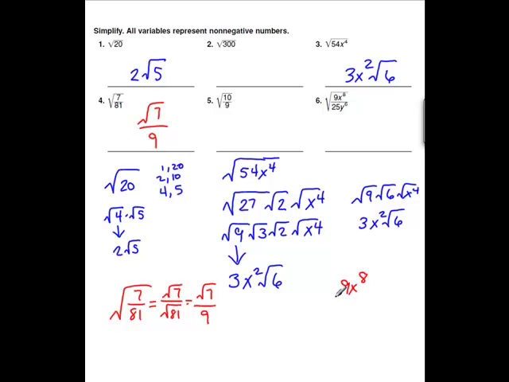9x to the 8th over 25y to the 6th. We have nice, easy numbers to work with, the 8 and the 6 as our exponents, and 9 and 25. So we can say the square root of 9 is going to be 3. The square root of x to the 8th would be x to the 4th. So that's done on top. The square root of 25 is going to be 5, and the square root of y to the 6th would be y to the 3rd. So that would be our simplified version, 3x to the 4th over 5y to the 3rd.